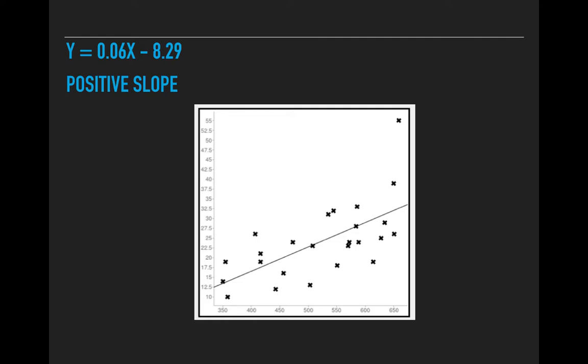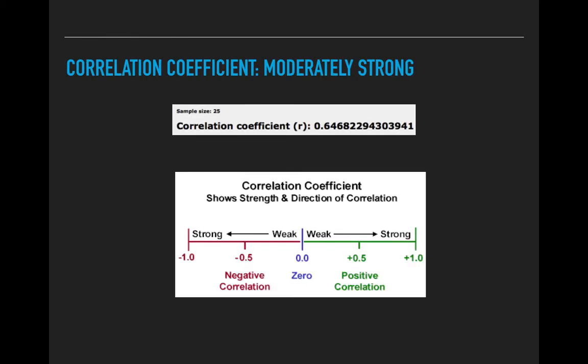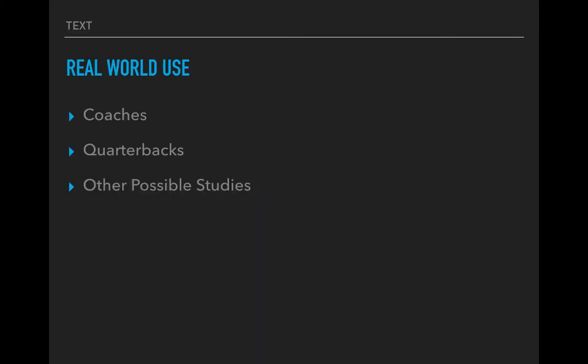When I put 0.06 into a fraction, then I get 6 out of 100, which means that for every 100 passes that my quarterback throws, I should expect him to get 6 more touchdowns. Looking at the correlation coefficient that I got, my data has a moderately positive correlation. So there is some relation between throwing more passes and getting more touchdowns, but it is not super strong.